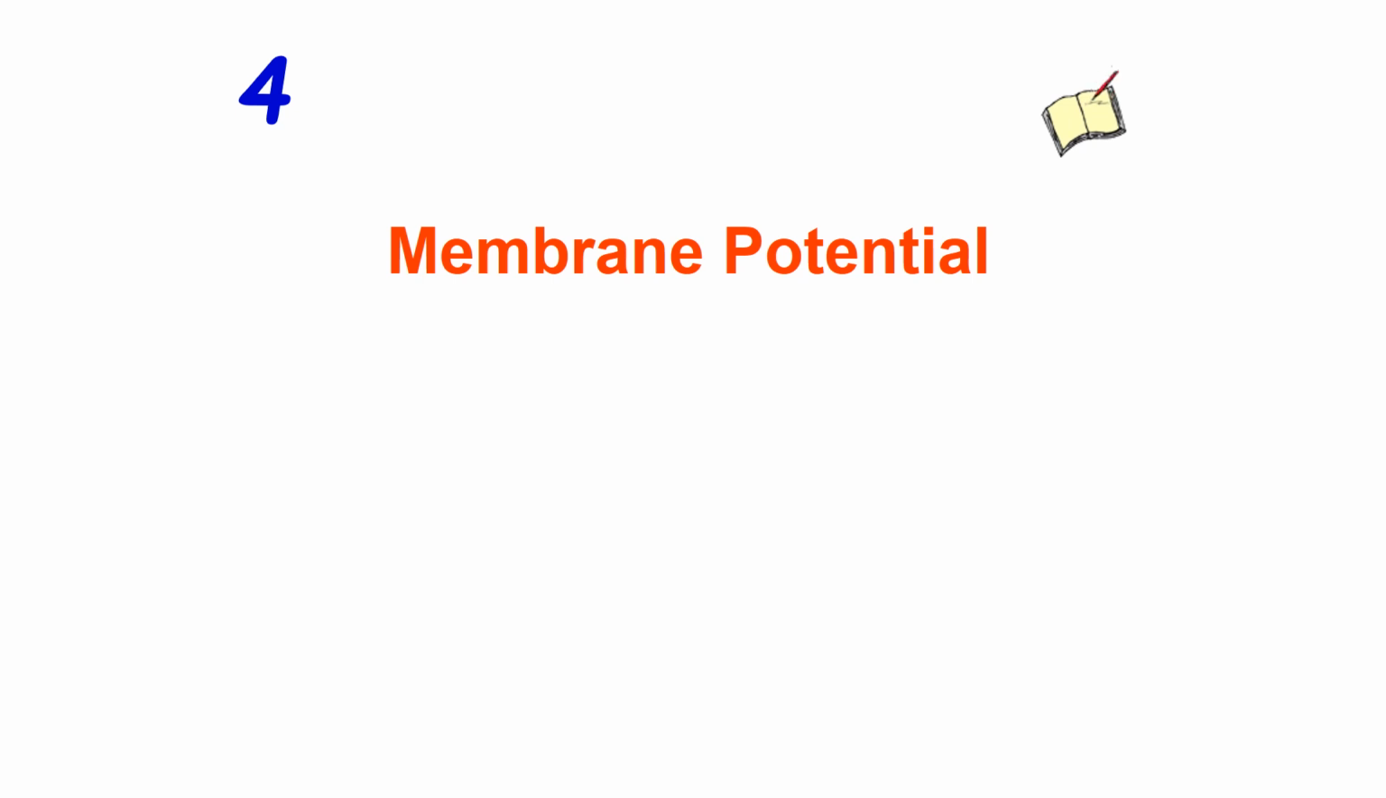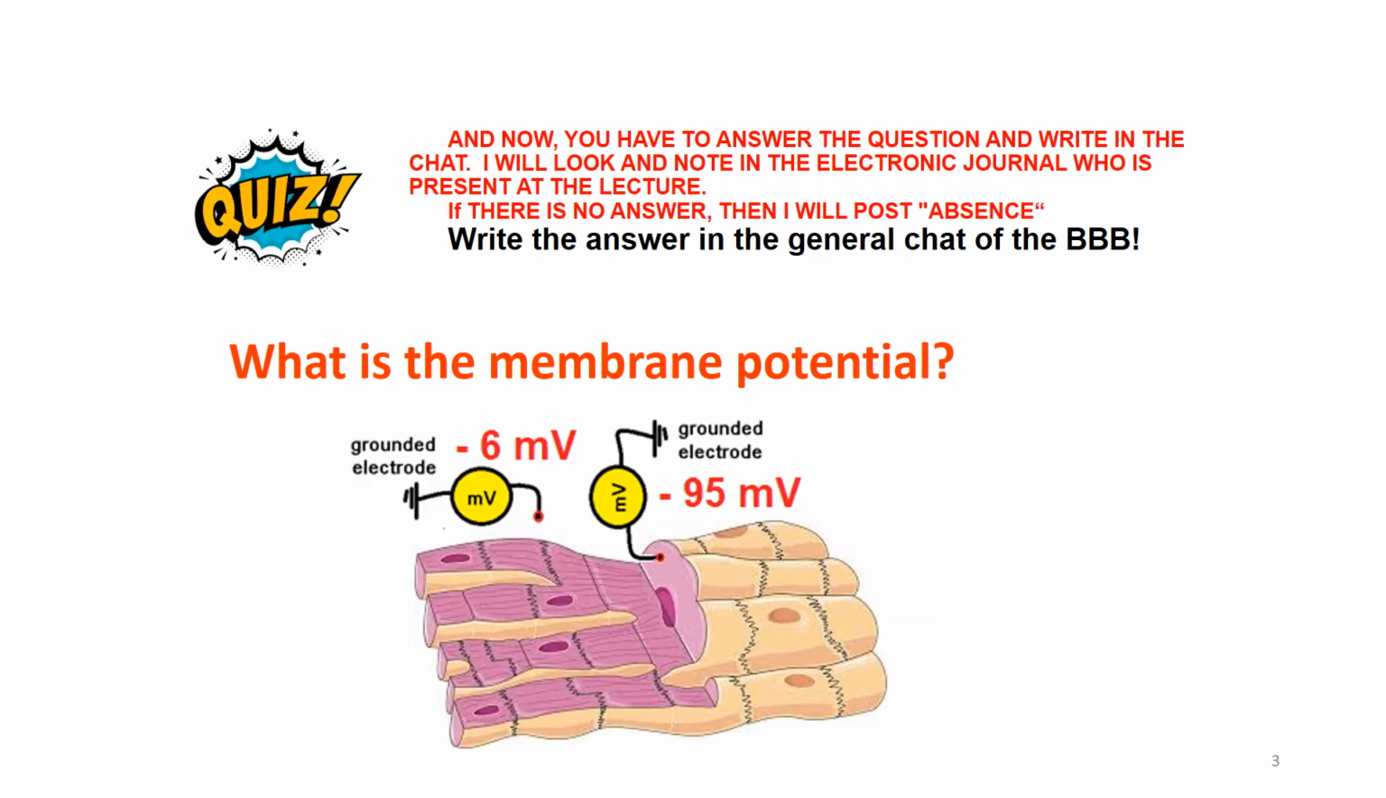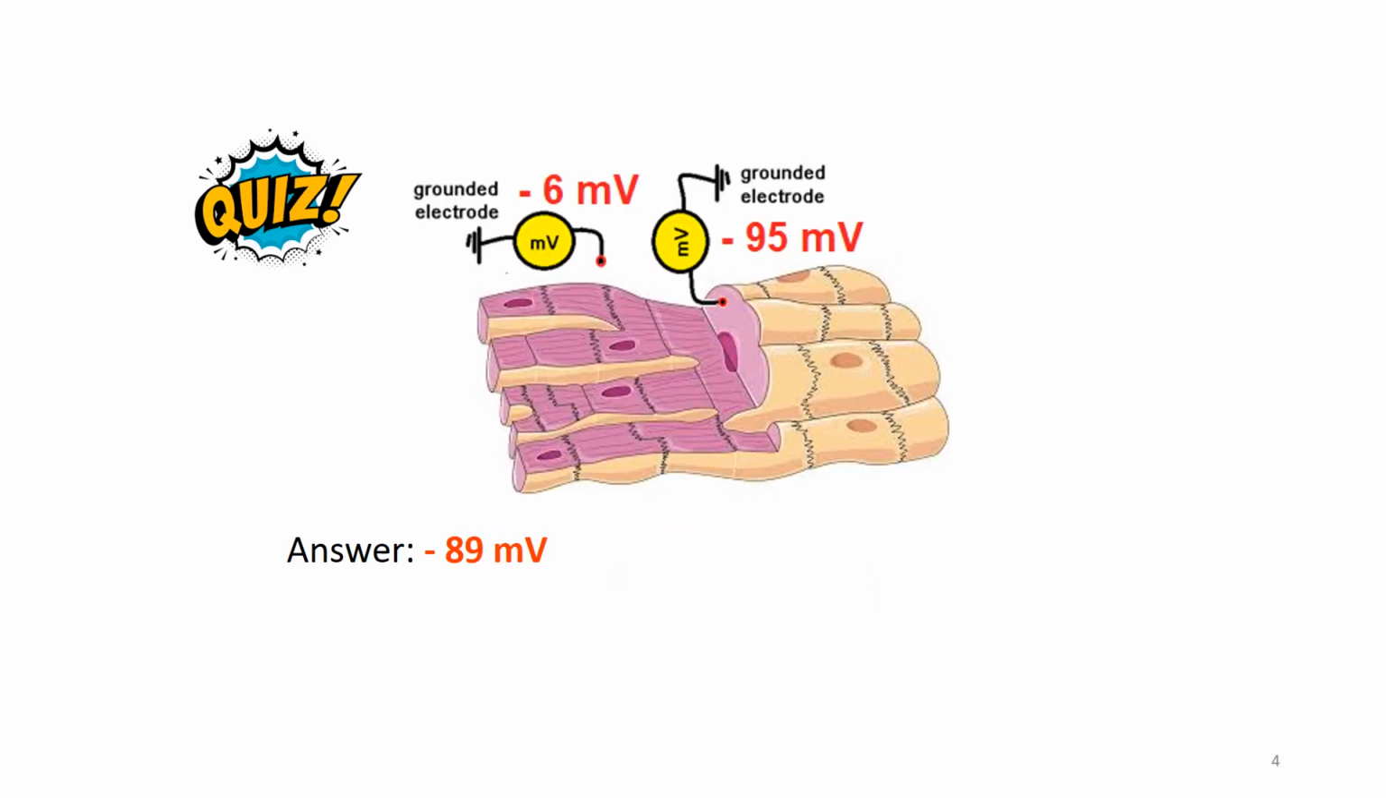Question number 4. Membrane potential. I want to remind you. Membrane potential is the difference in electric potential between the interior and the exterior of a biological cell, e.g. cardiomyocyte. What is the membrane potential? You have 30 seconds to answer. Answer: -89 mV.